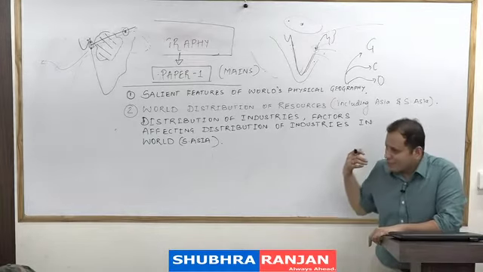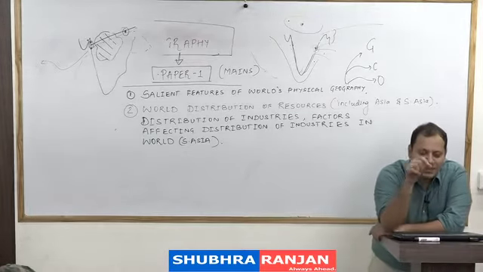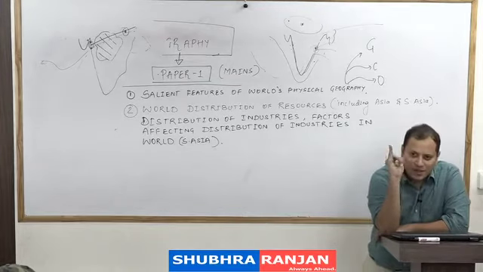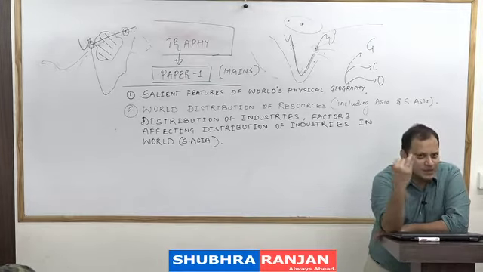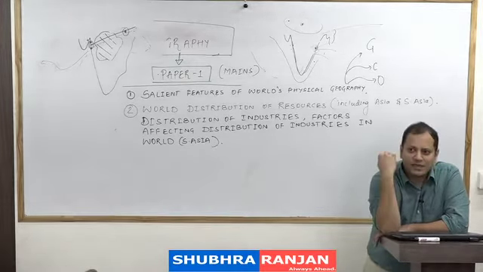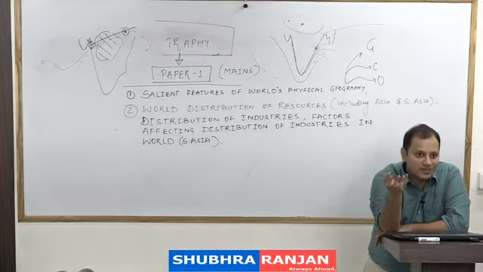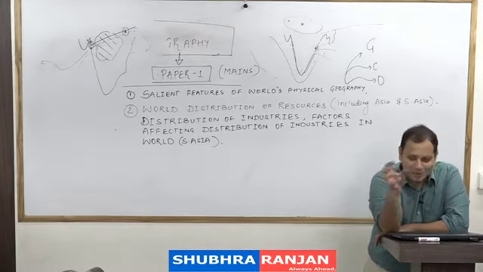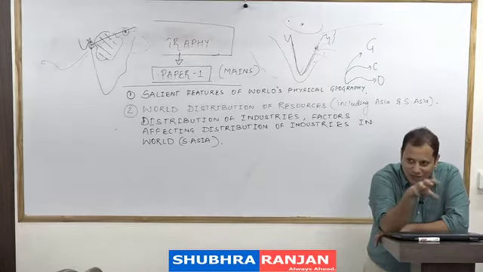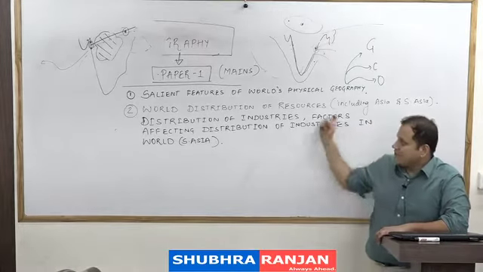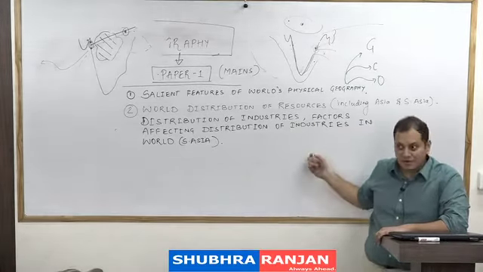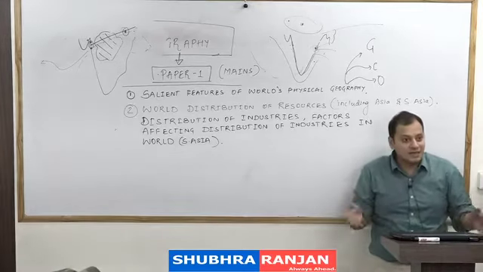So whatever we have discussed, you can still write it now. One of the factors is raw materials. The other factor is market. The third factor is labor. The fourth factor is government policies. Does the government allow it or not? SEZ policies, it brings them or not. So all this will come in the distribution of industries. One is profitability. And you can easily write an answer.